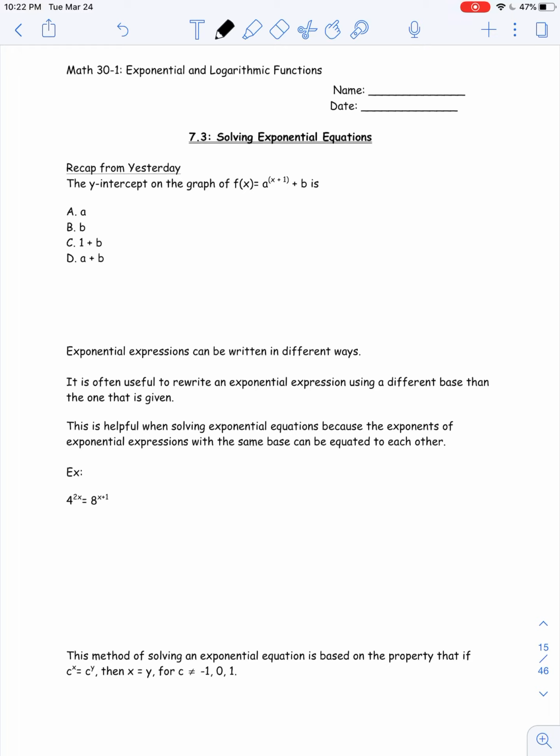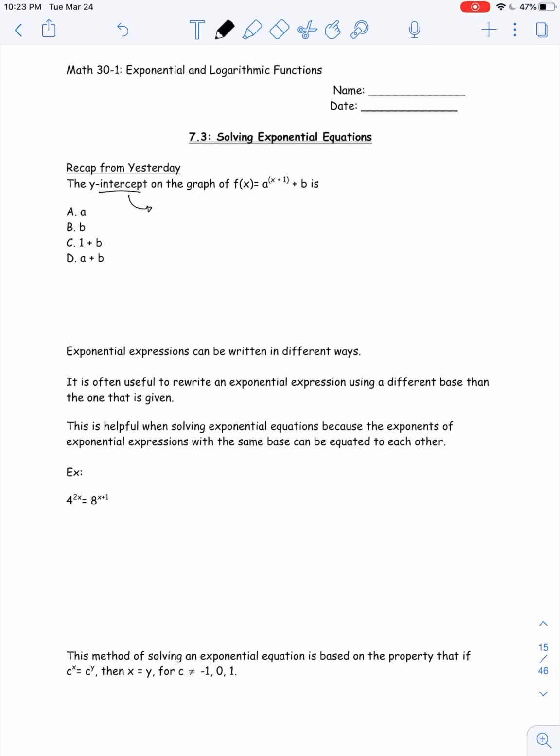So, a recap from yesterday: what if they asked for the y-intercept of a function? Which one would it be? What's hard about this one is they're not giving you any numbers to actually try it out and find what it is. So we can still use our algebraic approach.